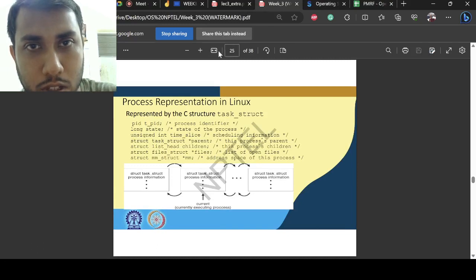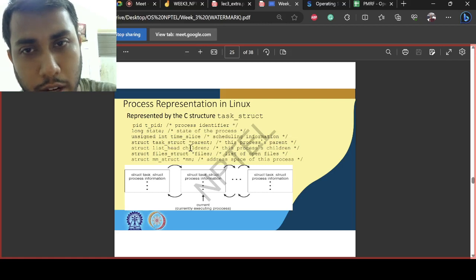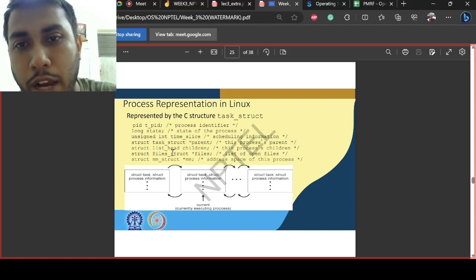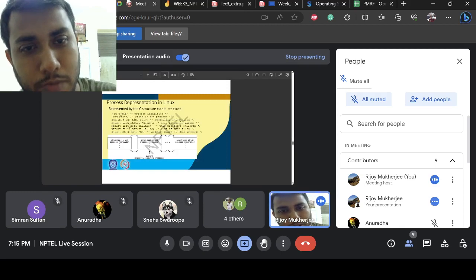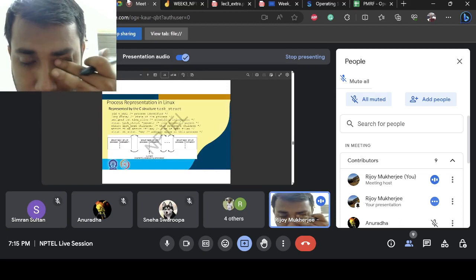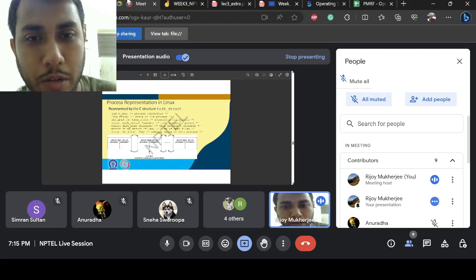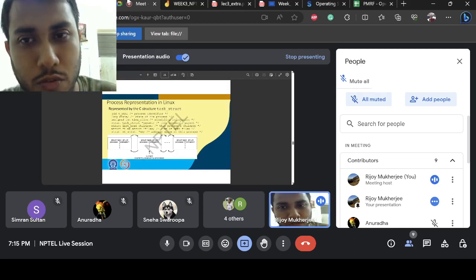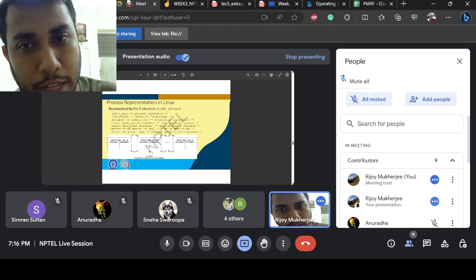Next you have your parent process number, the list of the children you have spawned, then the files which this process has opened, and then the address space, like I said, where it is present in the main memory. That is basically the U area, but let's not use the term now. Maybe we will come back to it. That is the struct.